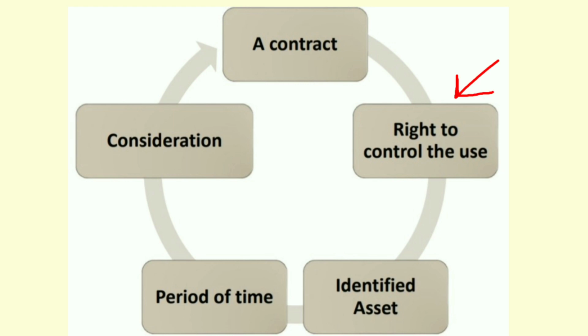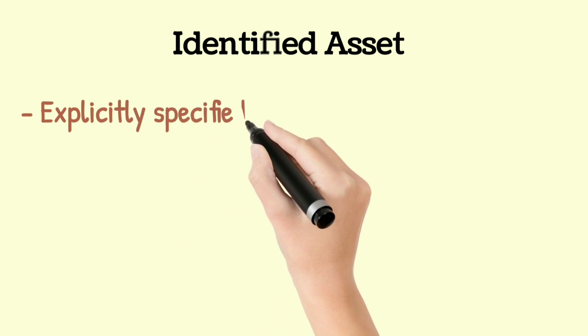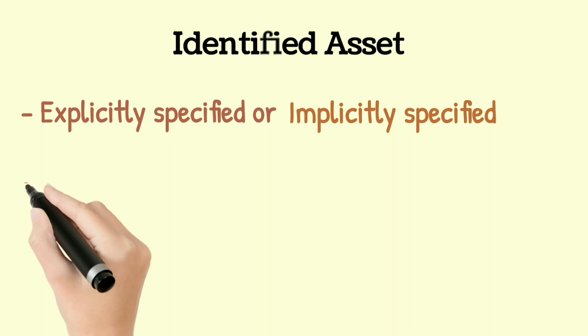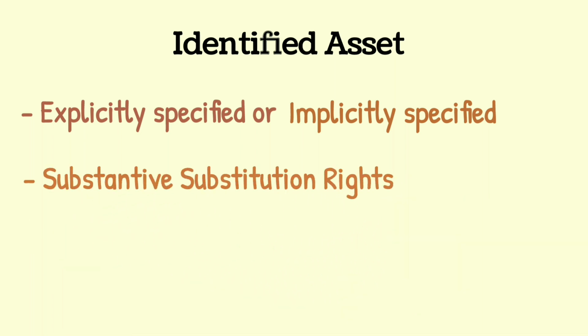For assessing whether a contract contains lease or not on the inception date, we need to check the right to control, identifiability of asset, period of time, and the consideration. Let's understand in a detailed manner all these terms. For an asset to be identifiable, it must be specified in the contract, whether explicitly or implicitly. Also, we will have to check that supplier do not have substantive substitution right, and then we will conclude that the underlying asset is an identified asset.